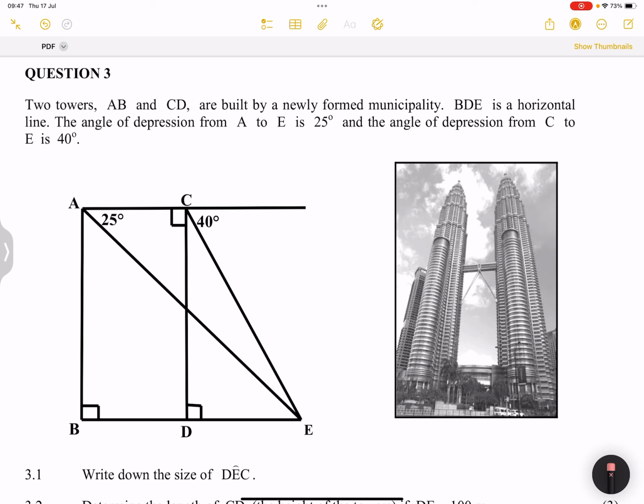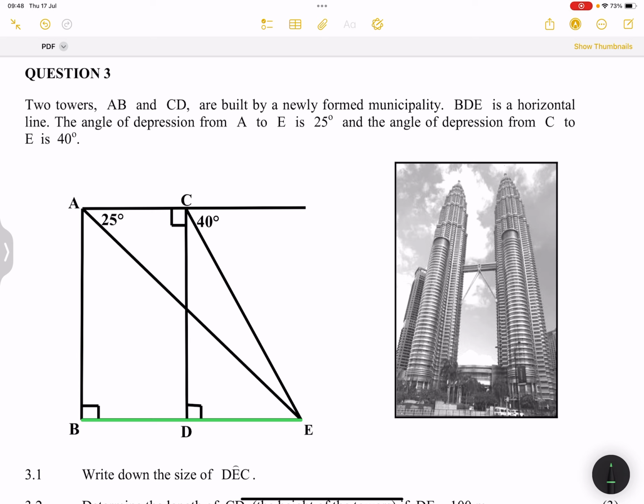All right, let's get into the question. So they say we've got two towers, which are AB and CD, right? They say they are built by a newly formed municipality. Okay, so they say to us BCD is a horizontal line. Okay, so let's just make sure that BDE, this guy here, I want to highlight it, is a horizontal line. They say to us the angle of depression from A to E is 25.